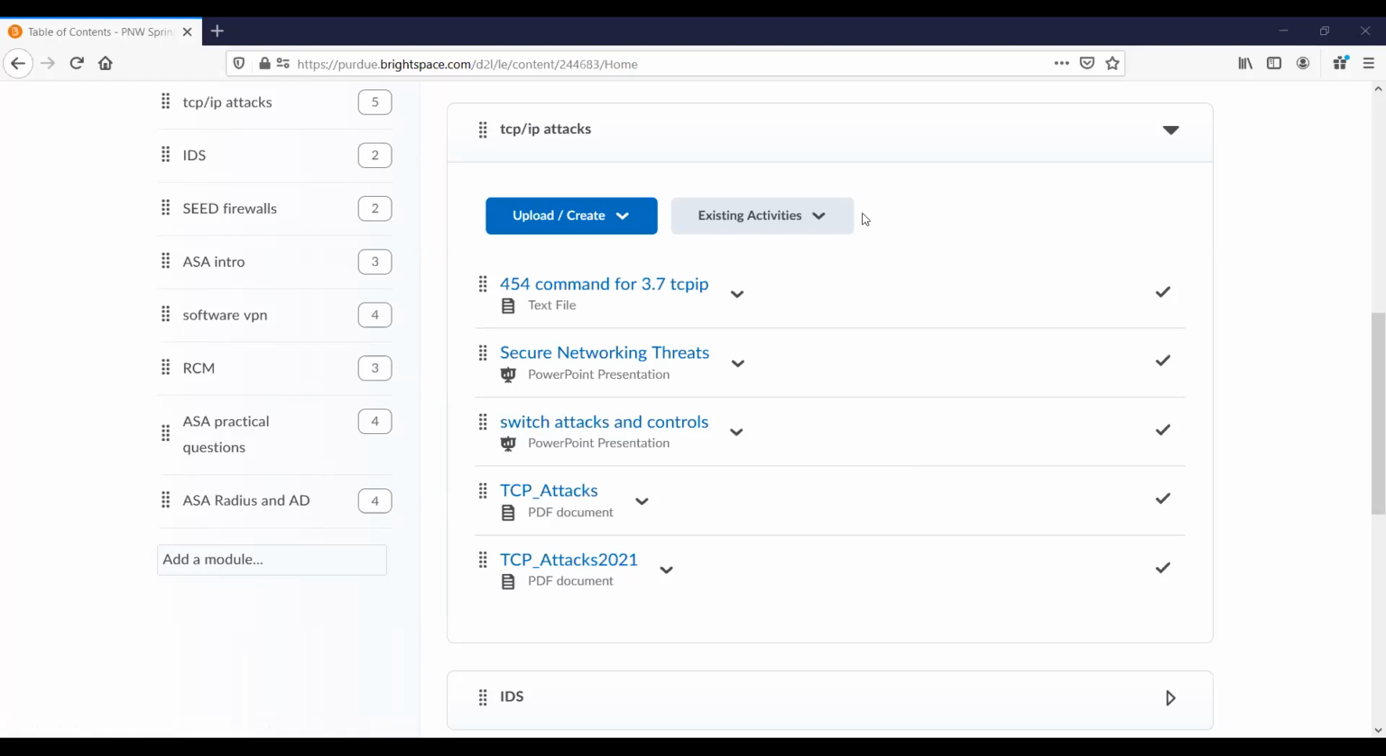Today I'll start the discussion of TCP/IP. This is a protocol that you are already very familiar with. You've covered this in your networking class, so I'm not going to go over the protocol itself. I'll mention a few things about it.